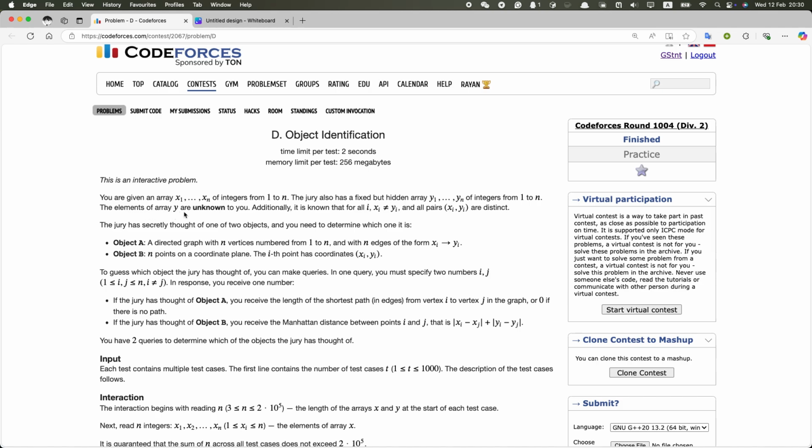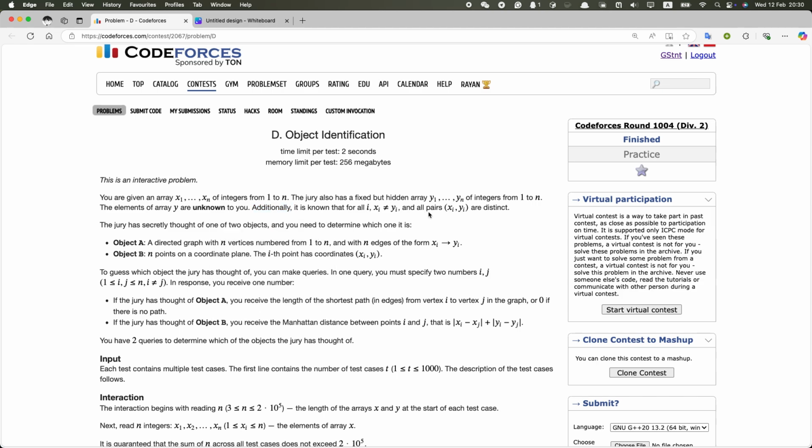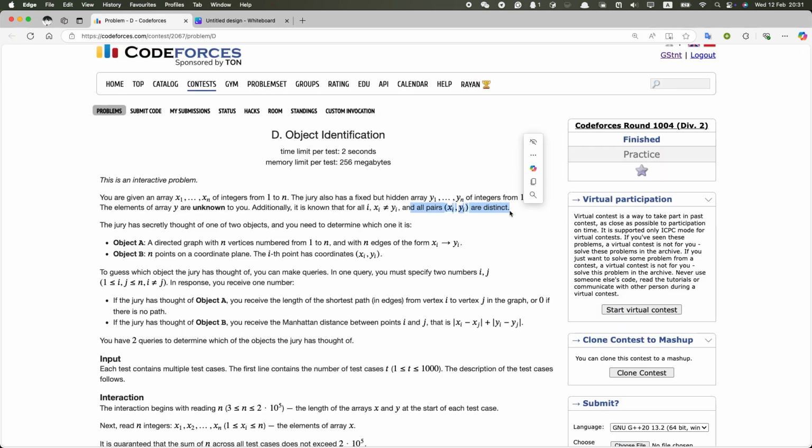The elements of array Y are unknown to us, and there are very important conditions: for all i, xi not equals to yi, and all pairs xi, yi are distinct. So we know if xi equals to xj, then yi not equals to yj, because of this condition, right?